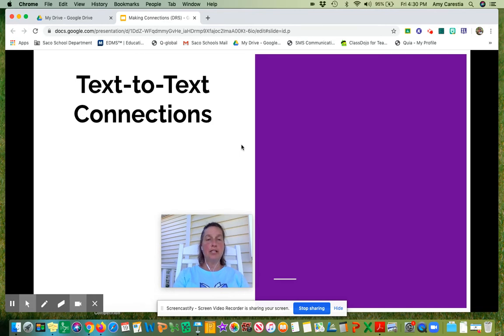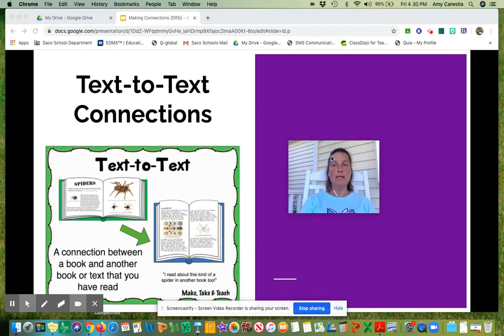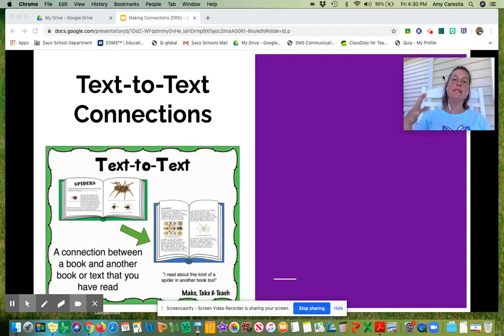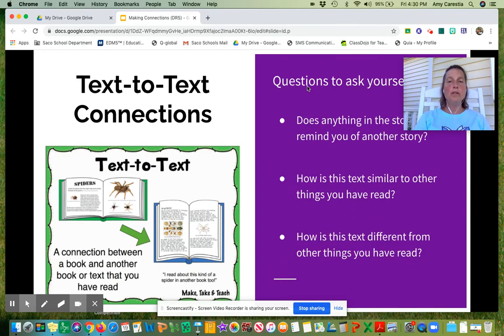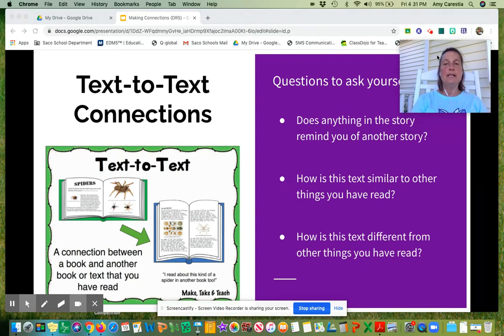The next type of connection is text-to-text connections. This is when you make a connection between what you're reading and something that you have already read previously. Again, there are different types of questions that you can ask yourself to help you make a text-to-text connection. One of the questions that you can ask yourself is, does anything in this story remind me of another story I've read? How is this text similar to other things I have read? Or how is this text different from other things I have read?